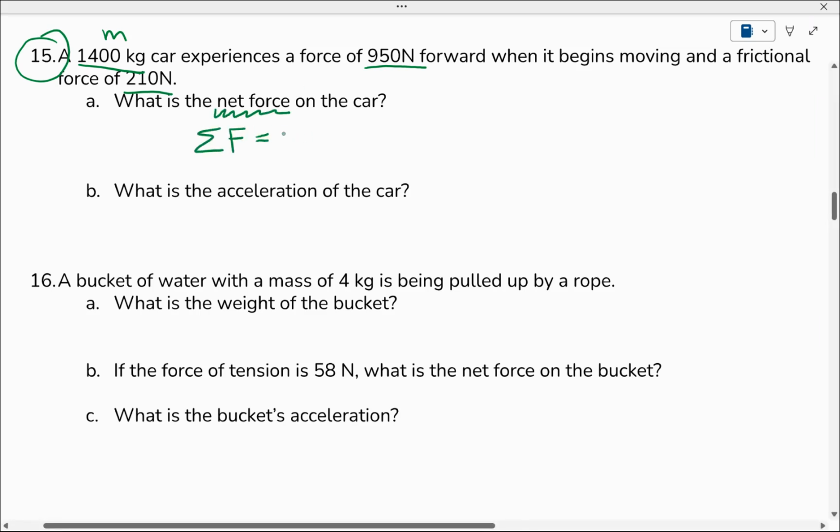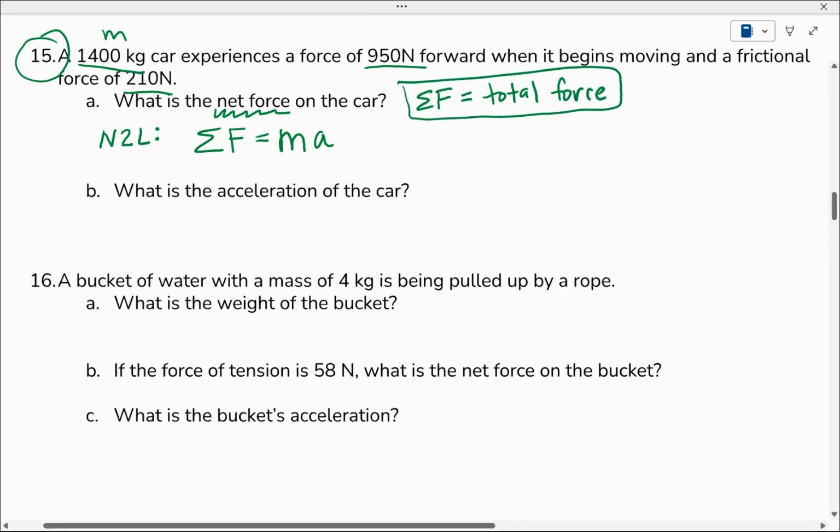So one way to find net force is to use the equation net force equals mass times acceleration. This is an equation that we refer to as Newton's second law. Another way to find net force is to take the forces that are acting on an object and add them together. Net force means total force. And this second method is what we're going to use to answer this question.